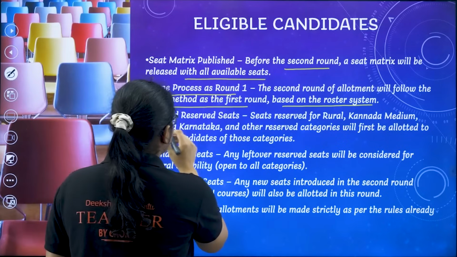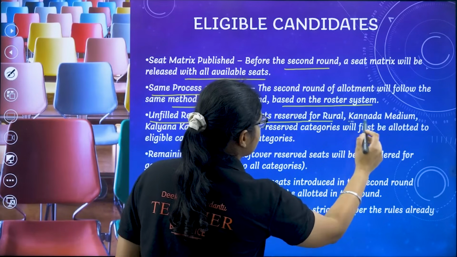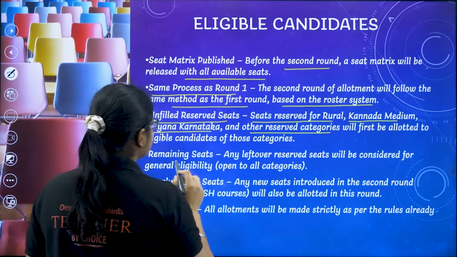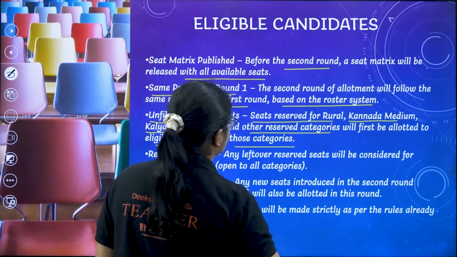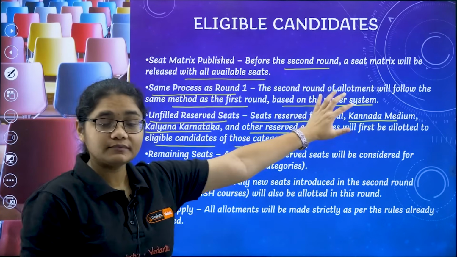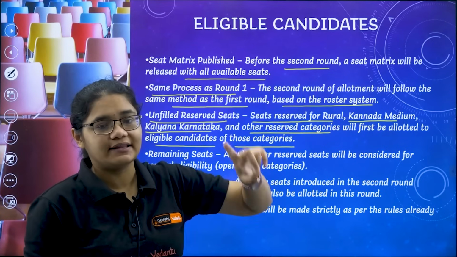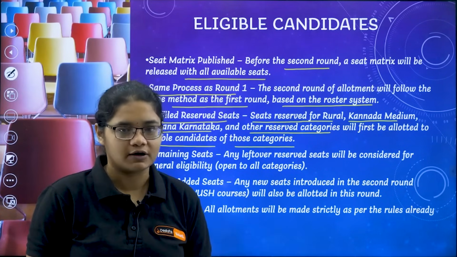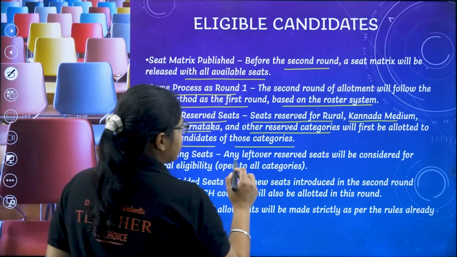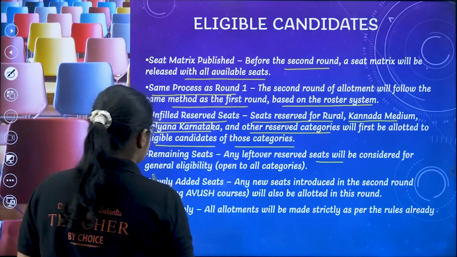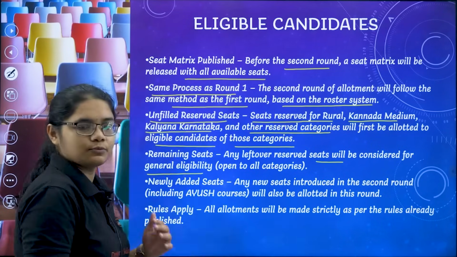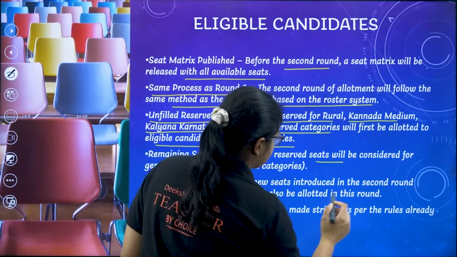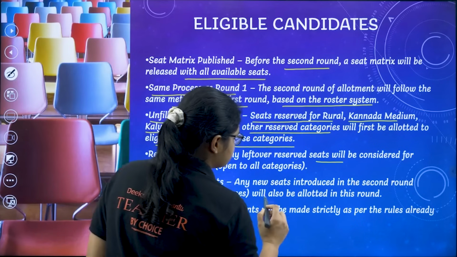Next, unfilled reserved seats, seats reserved for rural, Kannada medium, Kalyana Karnataka, and other reserved categories will first be allotted to the eligible candidates of those categories. So these seats will be filled first, and then the general merit students' seats will be filled, and that is what was followed in round 1 also. Now, remaining seats, any leftover or reserved seats, will be considered for general eligibility, so that is open for all the students.